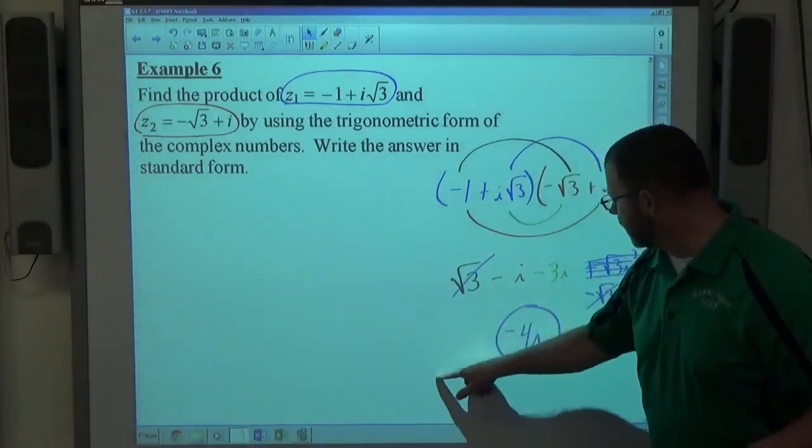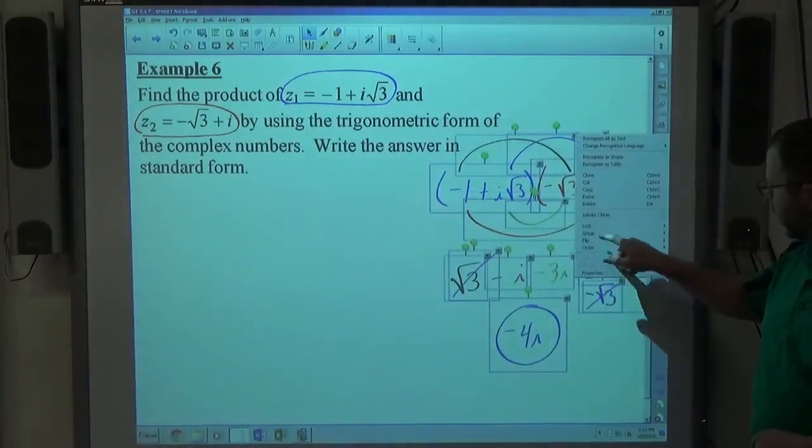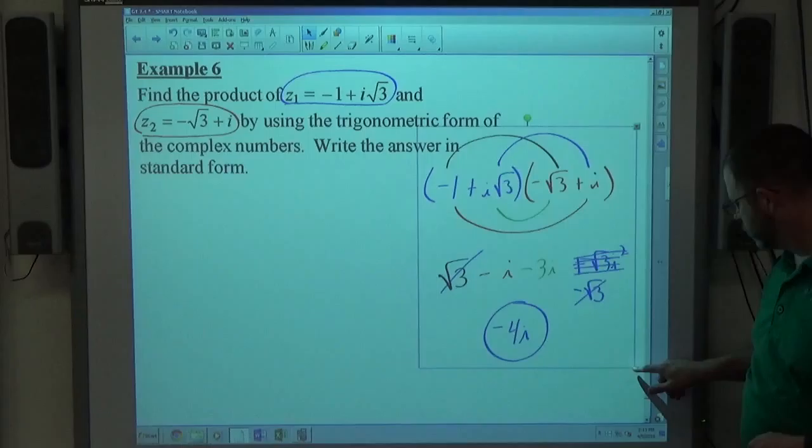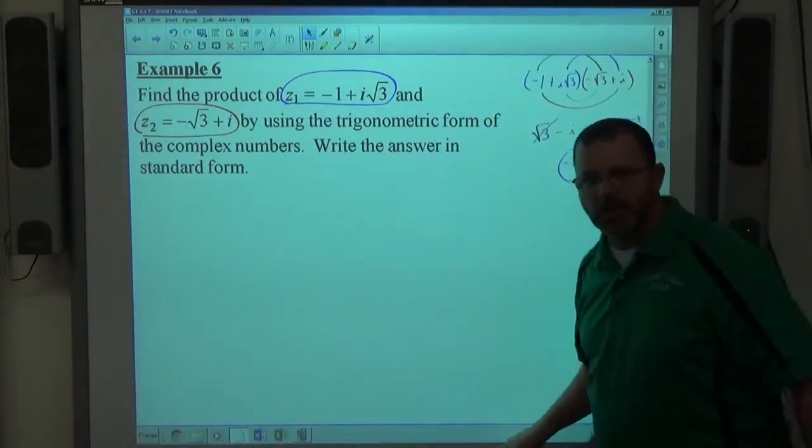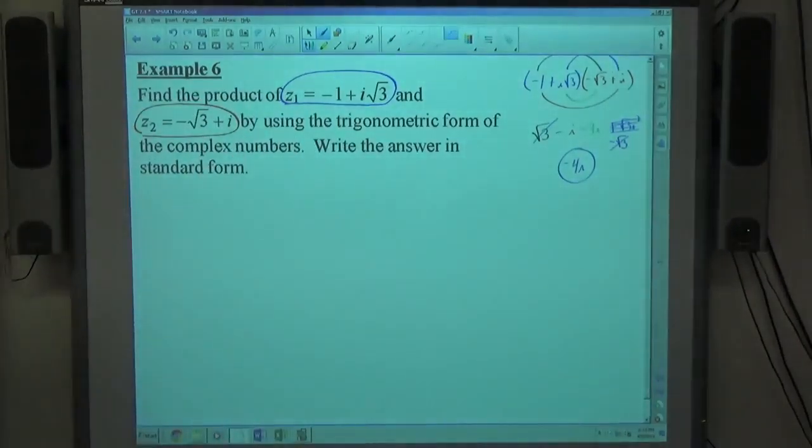So I'm just going to kind of group all that together and stick it up in the corner out of the way, like so. And we'll just keep in mind that's what the answer is supposed to be. So what they're asking me to do here is to convert the standard form structures into trigonometric form structures.